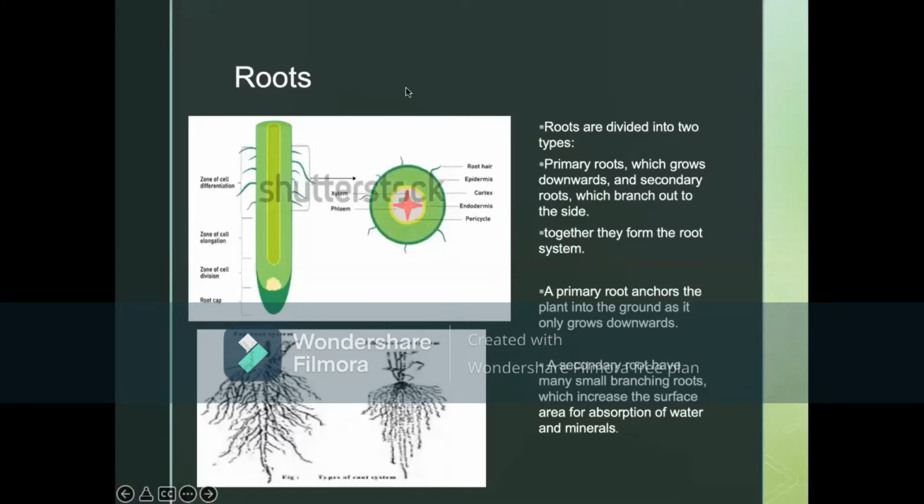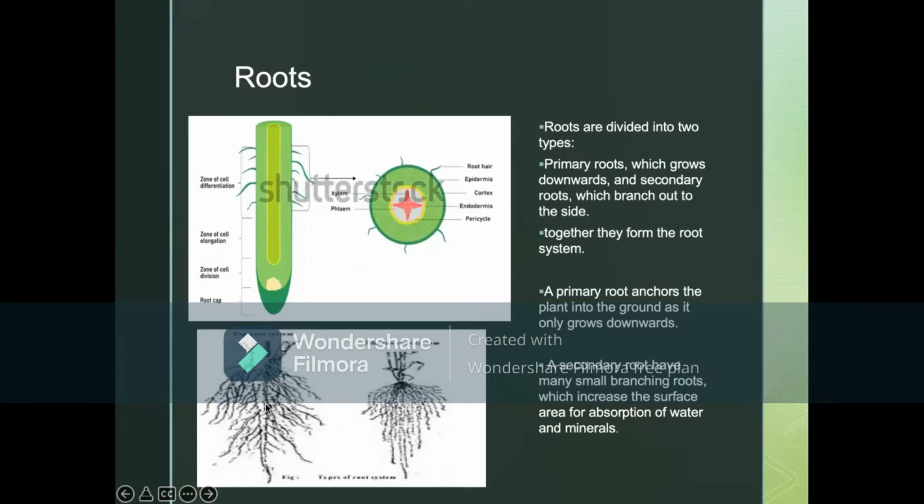Okay, so let's start with the roots. The roots are divided into two types, the primary roots and the secondary roots. The primary roots are those that grow downwards. And the secondary roots are those which branch out to the side. And together they form the root system.